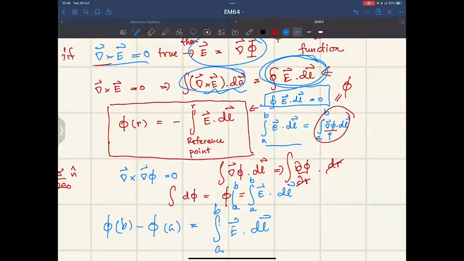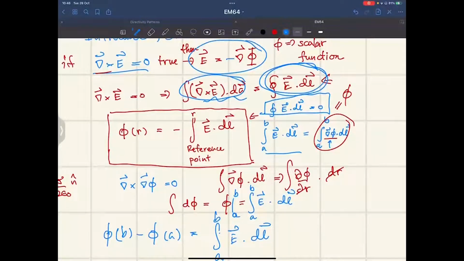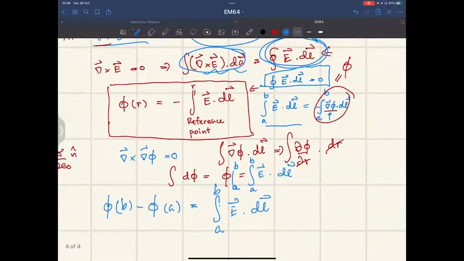Oh, sorry, I forgot the negative sign here. So this thing has to change the sign here. Sorry, I forgot the sign. Okay, when you do that, we have this.